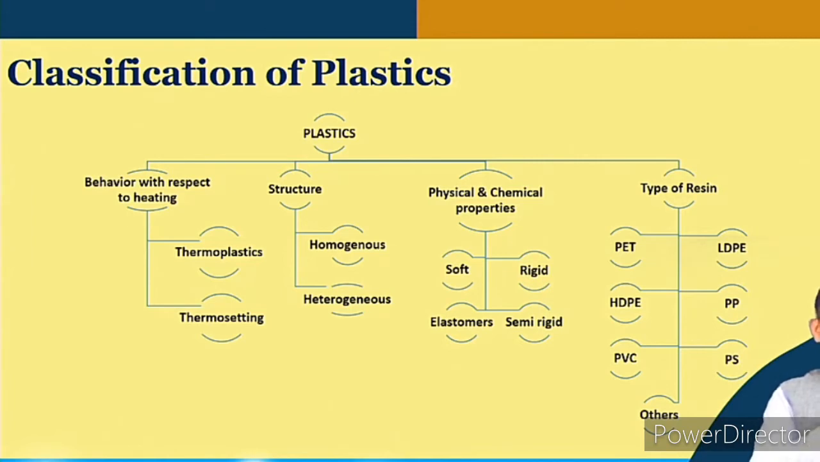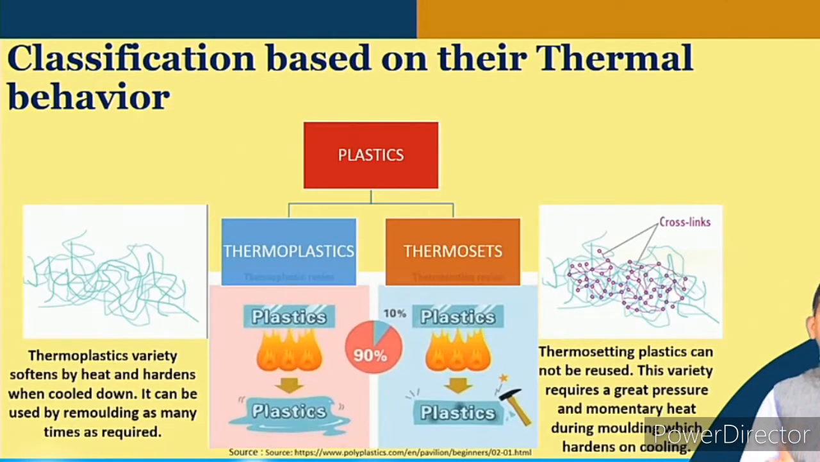When we talk about plastic, you can look at it from a heat perspective, with respect to how it will react to heat. That's the behavior. Then we also talked about the structure, then the physical and chemical properties and types of resin. So that's where we stopped in the previous module. Let's continue that discussion in terms of thermal behavior.